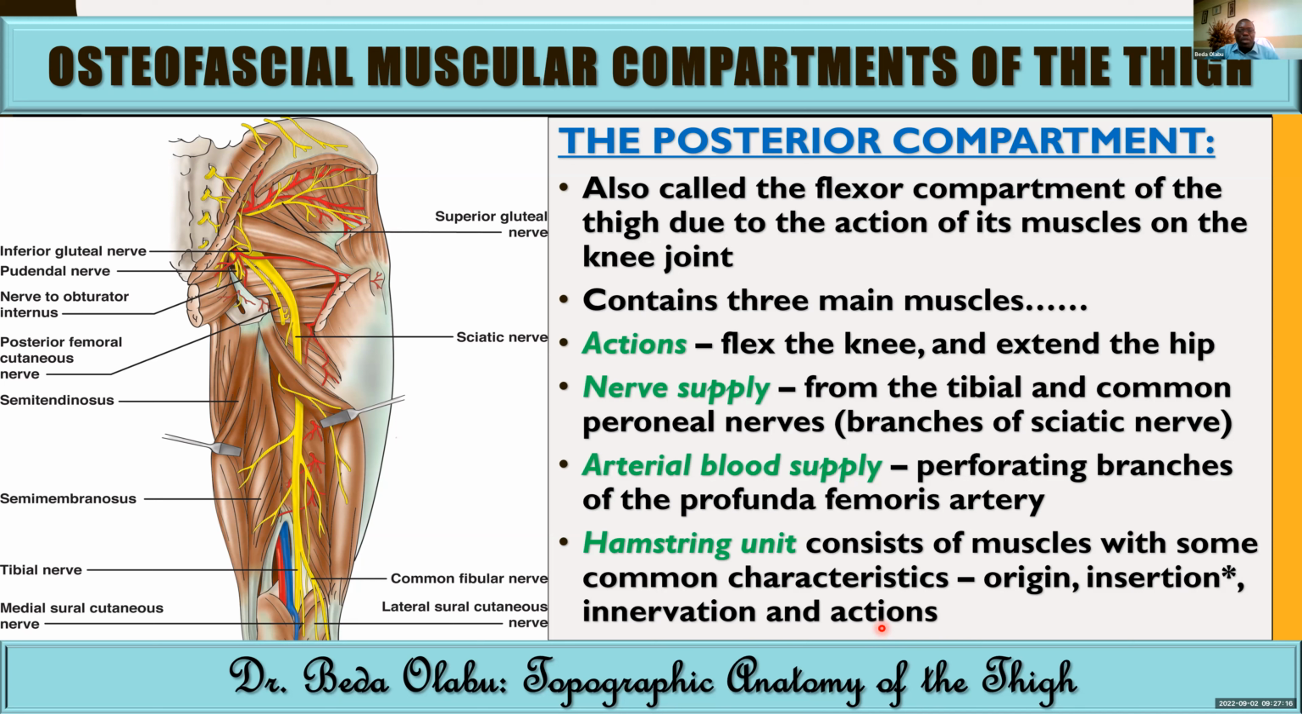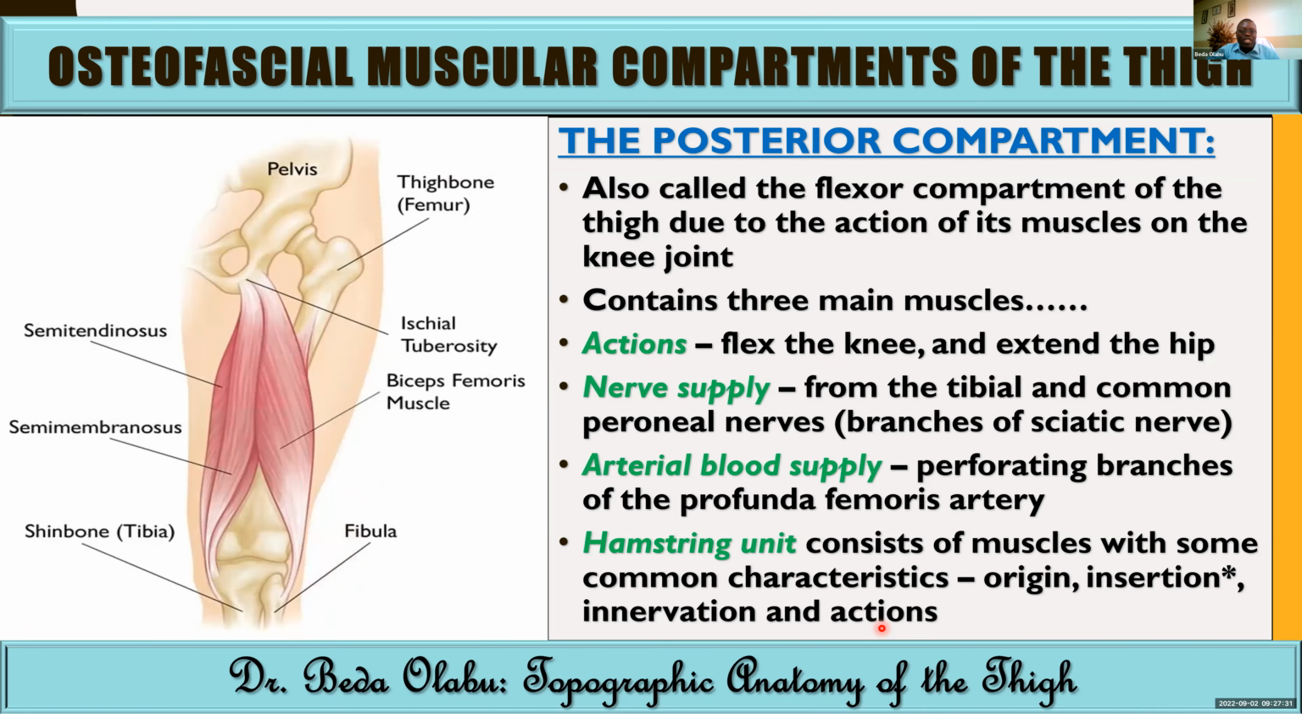So what are the components of the hamstring group of muscles? We have the long head of the biceps femoris. We have semitendinosus, and we have semimembranosus. Those three are the principal members of the hamstring group of muscles.